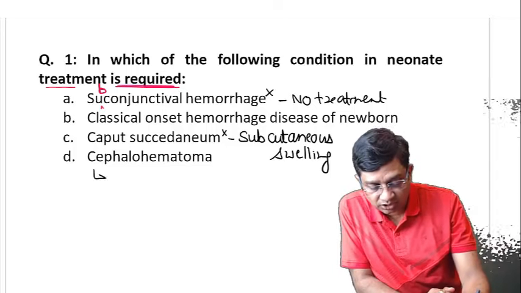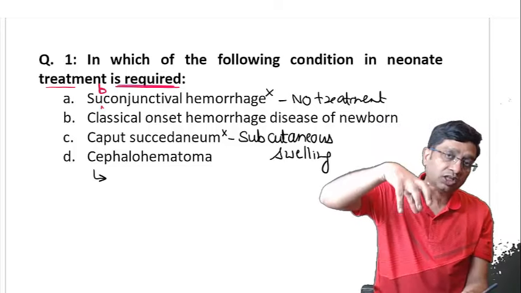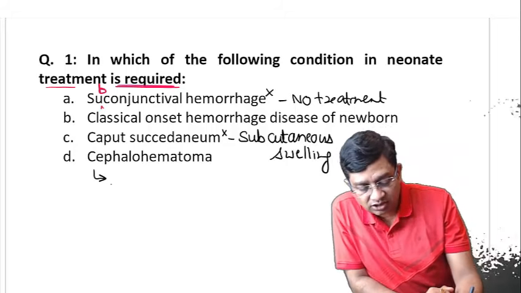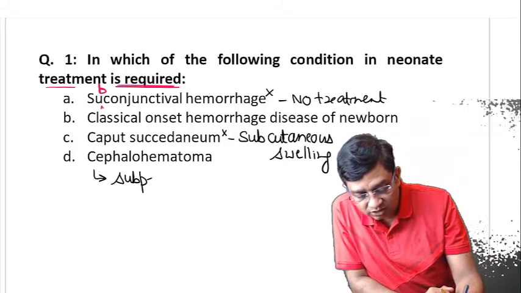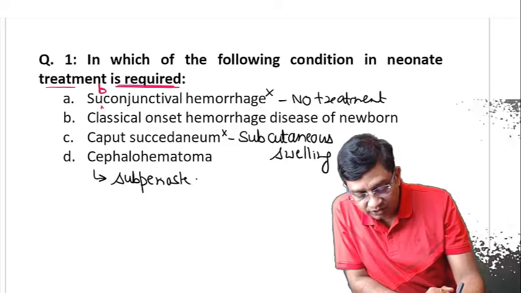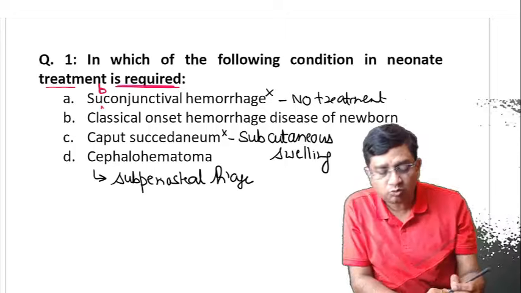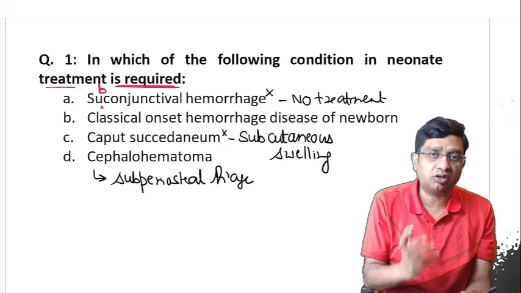Cephalhematoma. The child was in a particular position and there was use of vacuum or forceps, which resulted in a subperiosteal hemorrhage. In this case also, usually no treatment is required, only you monitor the child for neonatal jaundice.